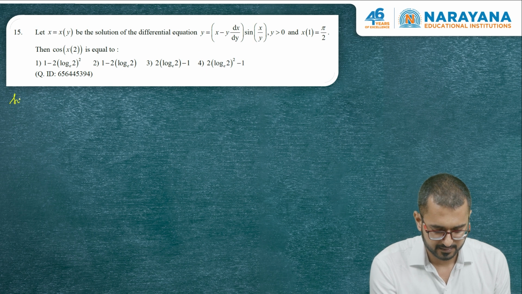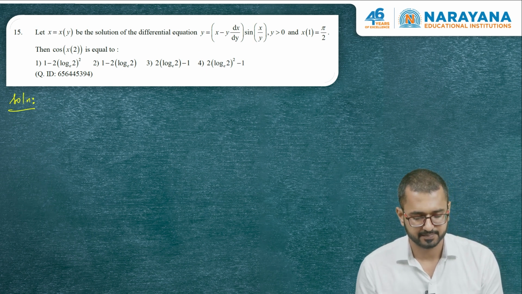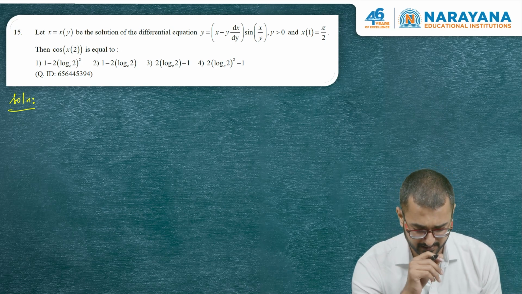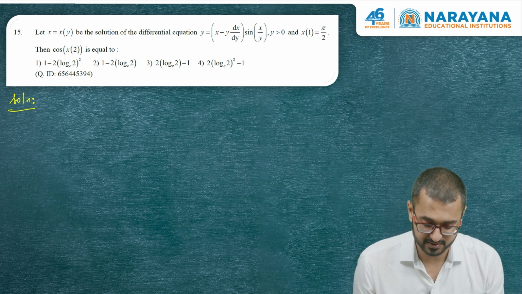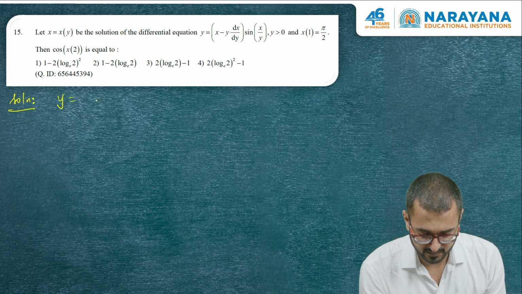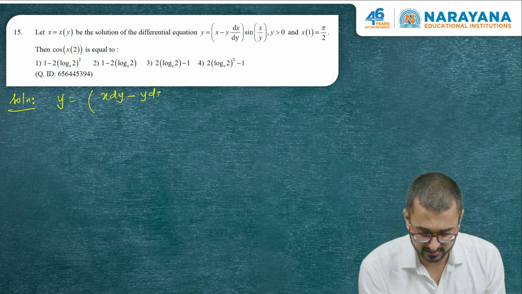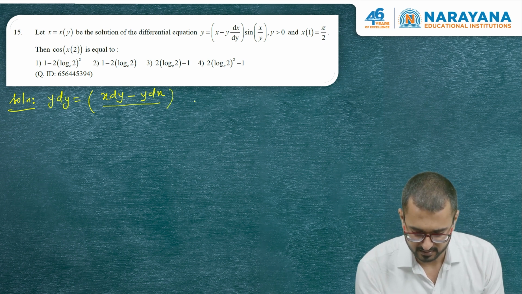Moving to the next question. Question number 15. Alright, let us see. So coming to this 15th question, it's given that x is the solution of this differential equation. So no problem, let's find out. We'll write down x is equal to this, I can write down x dy minus y dx over dy. I'll shift it here, this will be better, and then I have here sine of x over y.